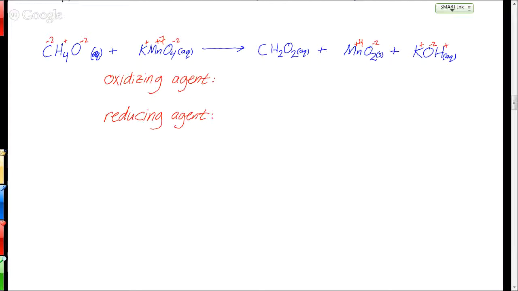So same thing over here. We've got a plus for hydrogen and a -2 for oxygen. So that's 2 plus and 4 minus. So what does carbon have to be there? +2. So there we see another change. So let's highlight those. The changes are carbon going from -2 to +2, and manganese going from +7 to +4.